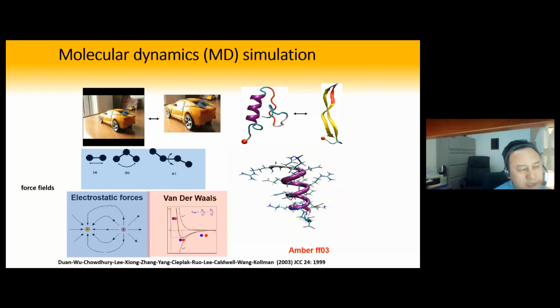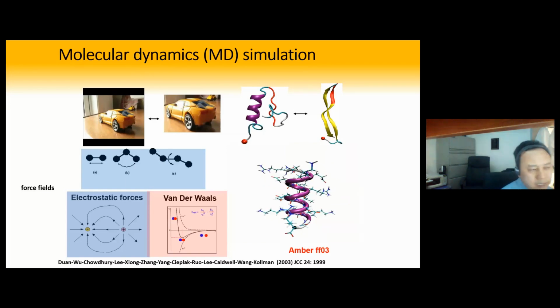And for this motion, we thank Newton. Newton developed his famous equation to simulate the dynamics. So we can use Newton's equation to guide this dynamics, and then we depend on the computing power to apply that law and get the dynamics we want for understanding the function of the biomolecule.